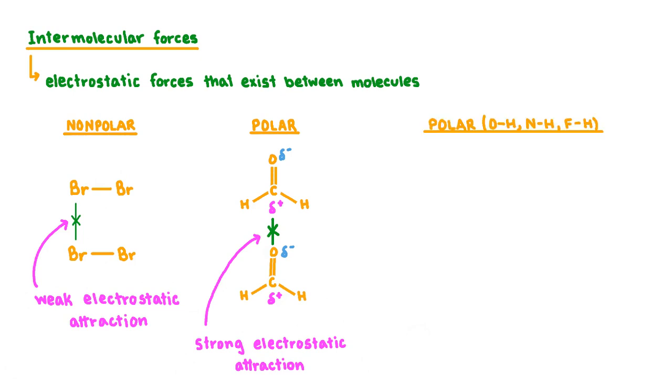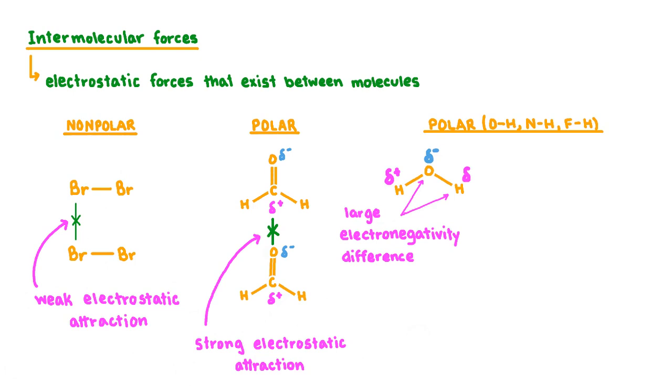An even stronger intermolecular force exists between certain polar molecules that contain a hydrogen atom bonded to an oxygen, nitrogen, or fluorine atom. There is a very large electronegativity difference between a hydrogen atom and an oxygen, nitrogen, or fluorine atom. The large electronegativity difference results in larger partial negative and partial positive charged regions in the molecule. The hydrogen atom of one molecule, which has a large partial positive charge, experiences a strong electrostatic attraction to the lone pair electrons of an oxygen, nitrogen, or fluorine atom of another molecule.